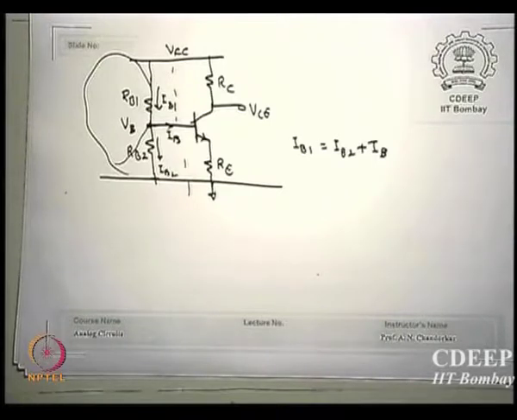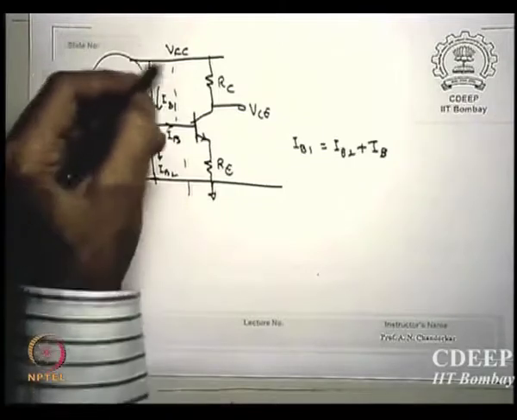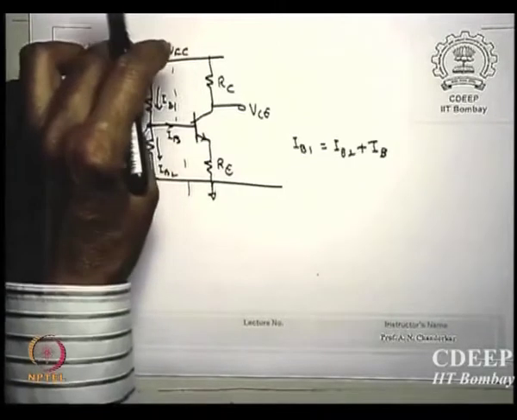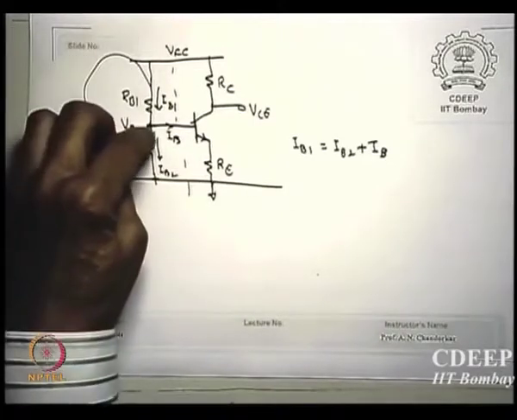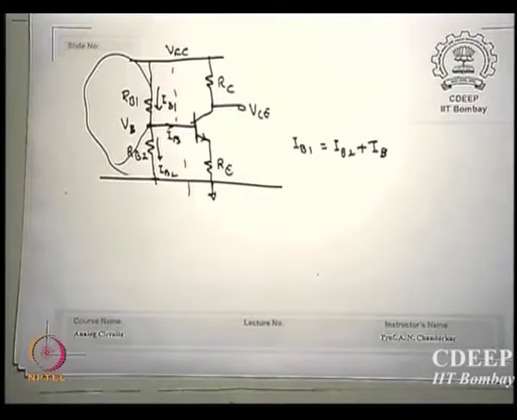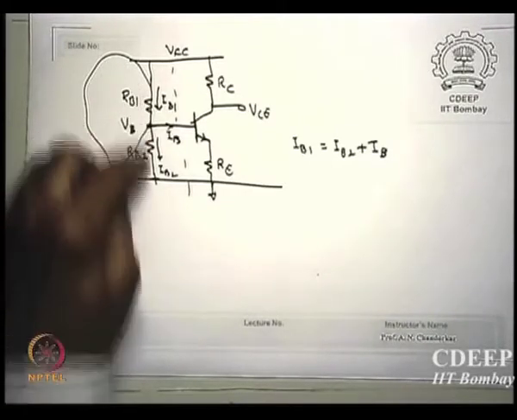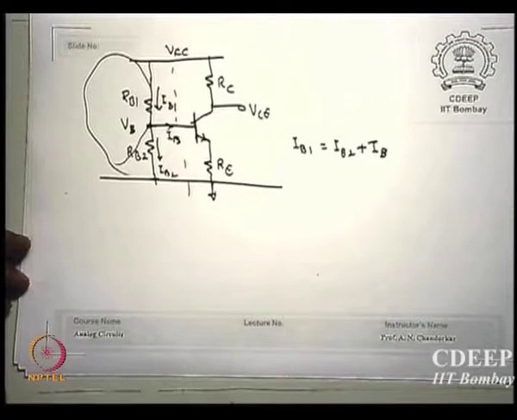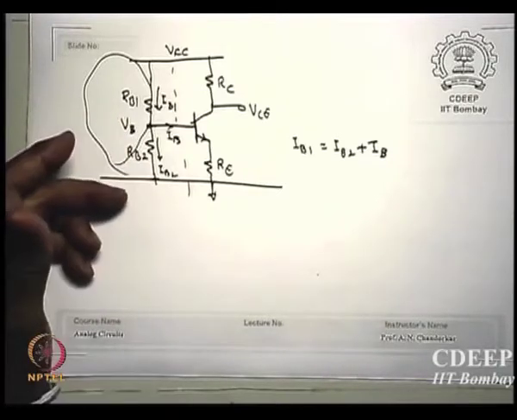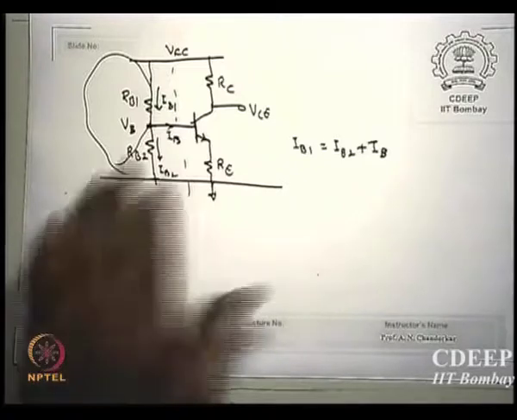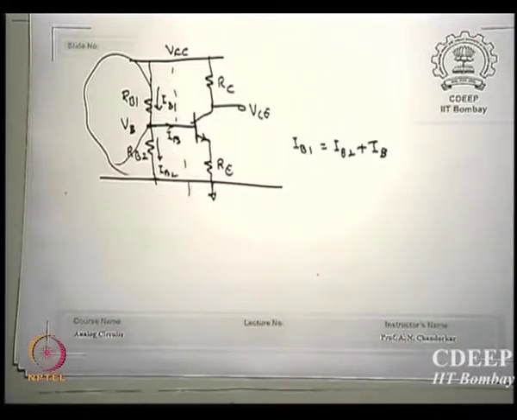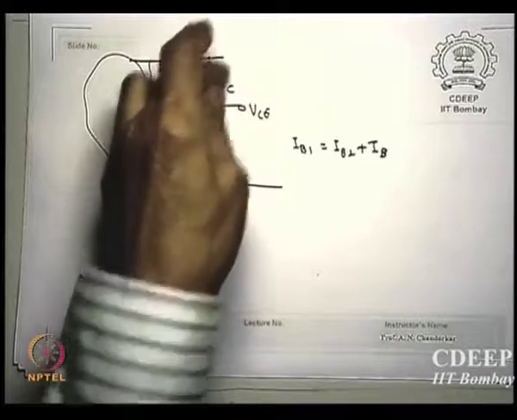Different methods will lead to a small variation. So the current in IB1 will be VCC minus VB divided by RB1, is that correct? This voltage minus this voltage divided by RB1 is IB1, and VB upon RB2 is IB2. So I know these two currents in terms of VCC and resistances, but I do not know IB right now. But I have another equation.